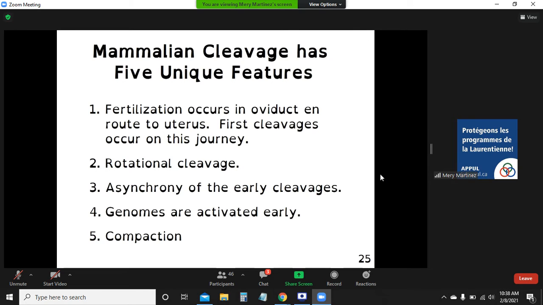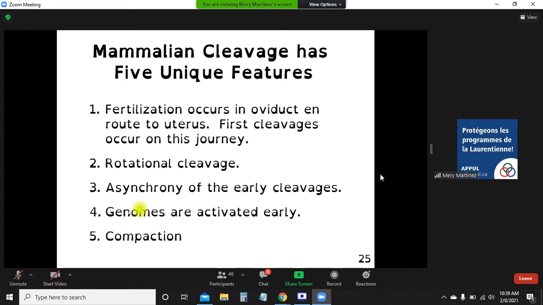The other thing is that it has a marked asynchrony in the early cleavages. So mammalian blastomeres do not all divide at the same time, okay? Mammalian embryos often have odd numbers of cells rather than, as we saw in the other species, 2, 4, 8, 16, 32. We're going to have an odd number in here.